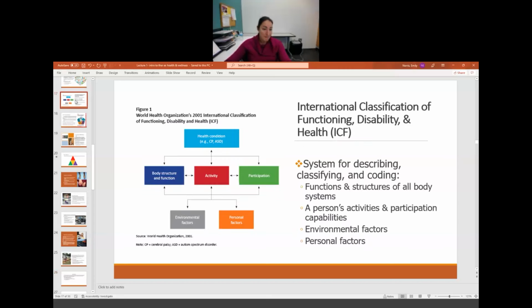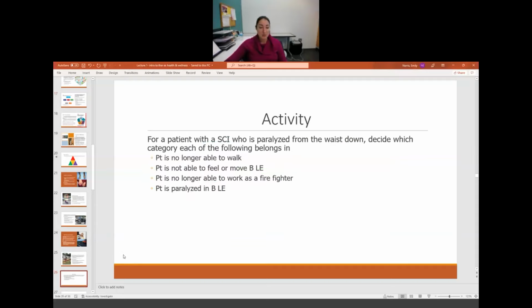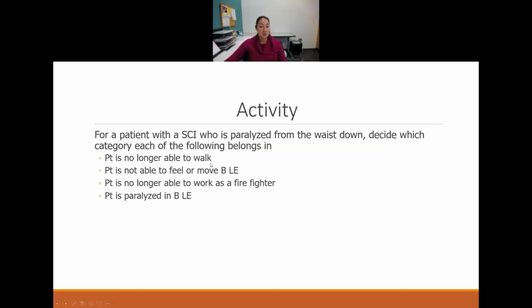Health condition, body structures and function, activity limitations, participation restrictions, environmental factors, and personal factors. So those are the categories that I want you to put these in. Patient is no longer able to walk, patient is not able to feel or move their legs, patient is no longer able to work as a firefighter, patient is paralyzed in both legs. So I'll have you think about this on your own, and then I can put a little comment in the play pause about the answers to this.